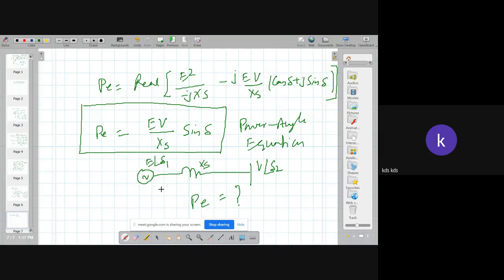If I have the source as E angle delta 1, the infinite bus voltage as V angle delta 2, and the reactance XS, then what is the value of PE? PE is equal to EV by XS sine delta in case it is delta and it is 0.